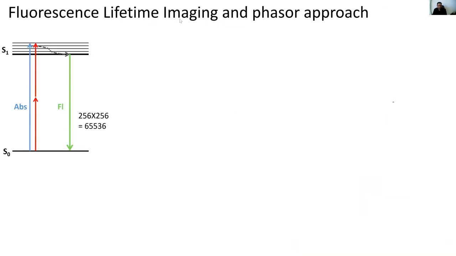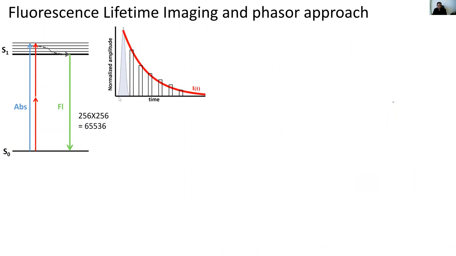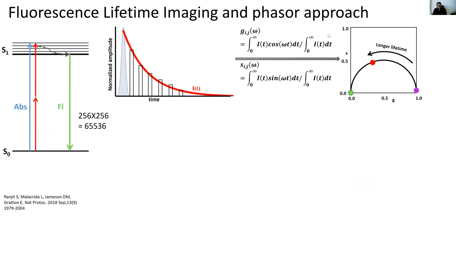Now, the lifetime imaging and phasor approach. So you already heard this. So let's say if we have a 256 by 256 image, we have 65,000 points. So fitting each of the points individually is very cumbersome. And that's one of the reasons we do phasor. So this is just looking at a laser pulse and then the decay. And what we do is we transform them by cos and sine. The Fourier transform gives us the phasor plot.